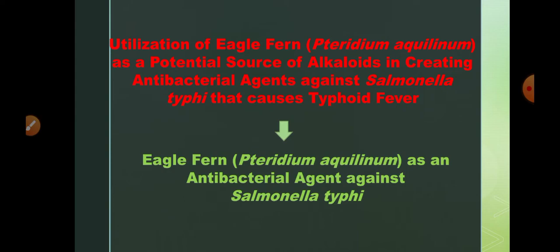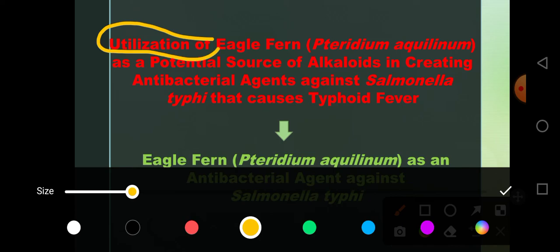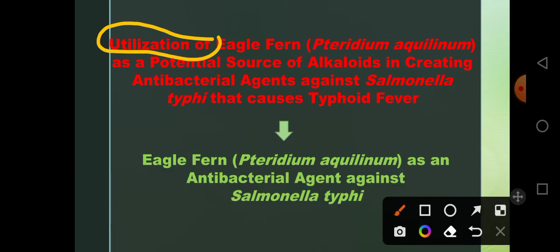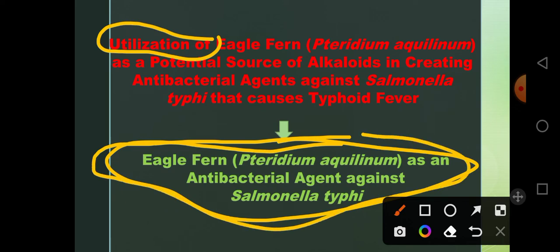And to further discuss this guideline, let's take a look at one of the phrases that we removed. We have the phrase utilization of. As you can notice, class, we removed the phrase utilization of from our concise research title. If I were to ask you, class, if you present a study with this concise title, Eagle Fern as an antibacterial agent against Salmonella typhi, is it already understood that we need to utilize the Eagle Fern to create such product?